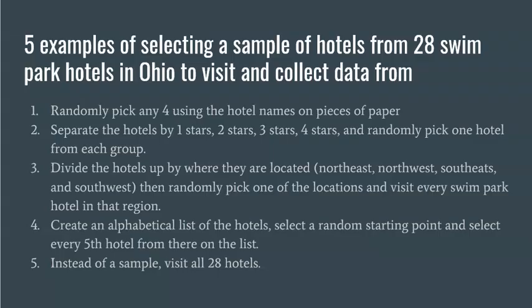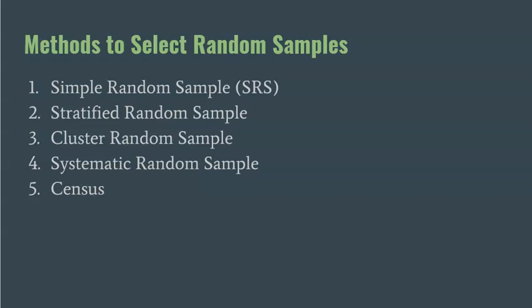Now, the most important thing is that in 5, I look at all the hotels, but in 1 through 4, where I'm sampling, there is a little bit of randomness in every one of those. And that is really, really important. All right, so the names of these 5 different techniques that I just gave you an example of are 1, simple random sample, which we abbreviate as SRS. 2, stratified random sample. 3, a cluster random sample. 4, a systematic random sample. And finally, 5 is a census.